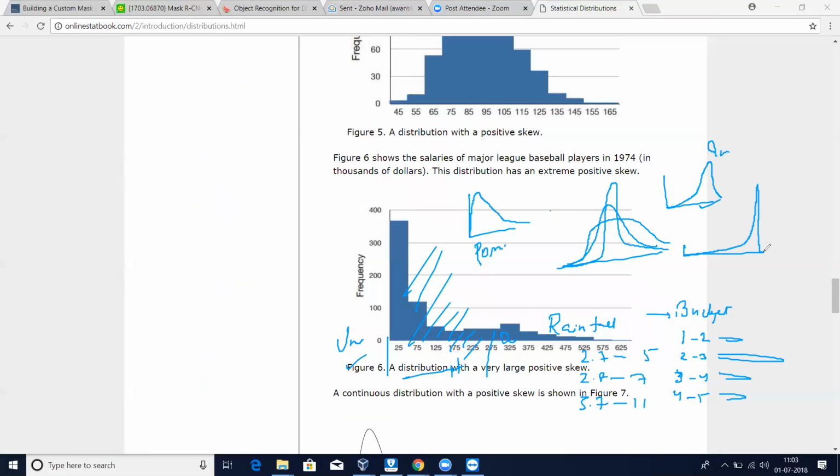I've seen such data. Sorry, it was reverse. This is salary, and this is count. Got it, right? Salary is increasing this way. So there are very few people who have very high salary, and a lot of people with low salaries. Understood, right? Positive distribution, and the other one is negative.